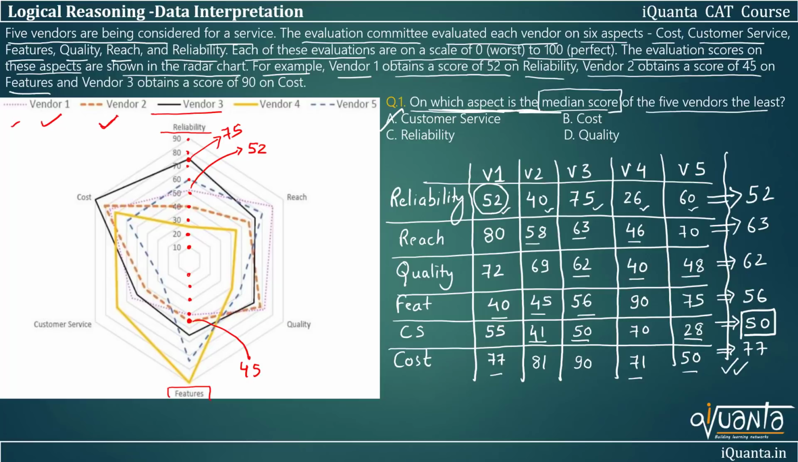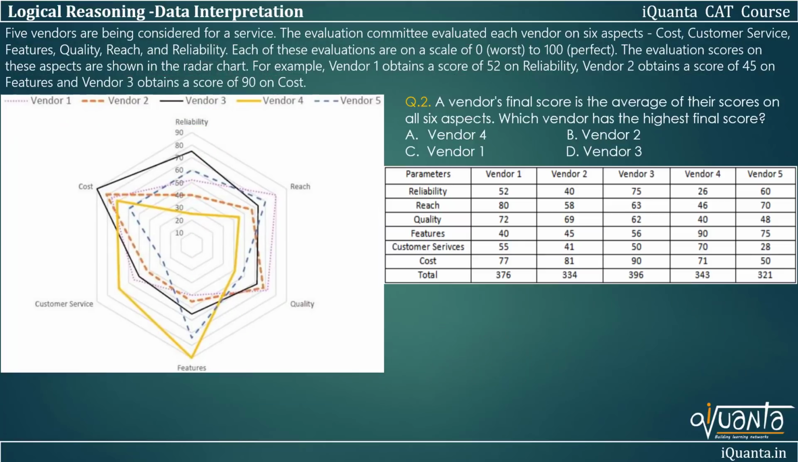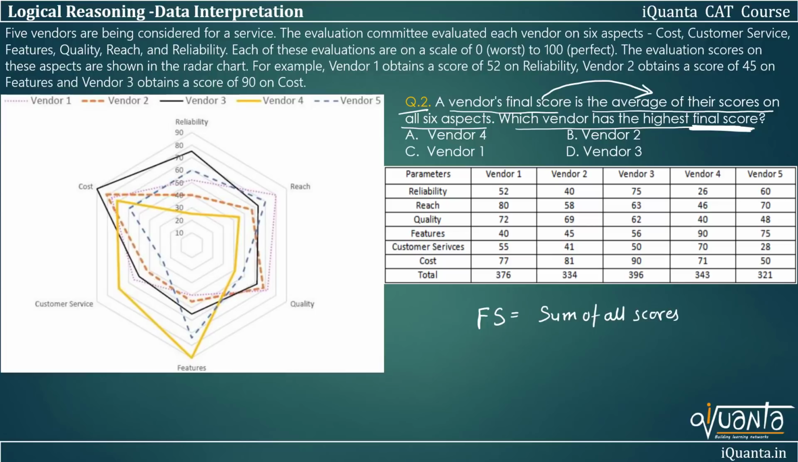In the second question also I'll be keeping the table. It may be useful over there. So the second question is, a vendor's final score is the average of their scores on all 6 aspects. Which vendor has the highest final score? So we are talking about the term final score over here, and final score is nothing but the average of the scores on all 6 aspects. So final score FS will be nothing but the sum of all scores upon the number of aspects. It is always 6.